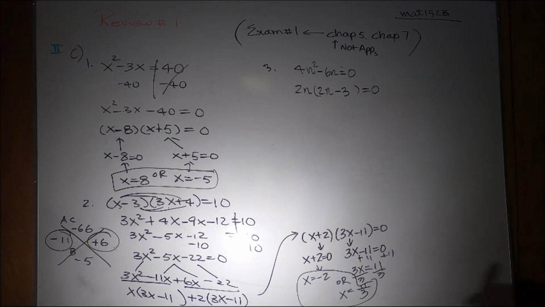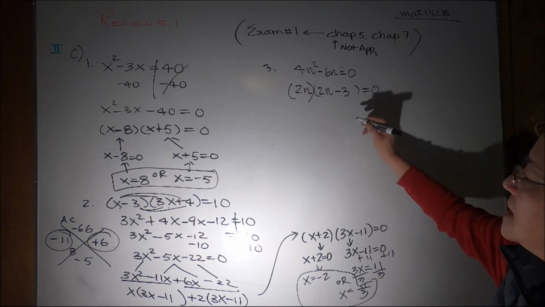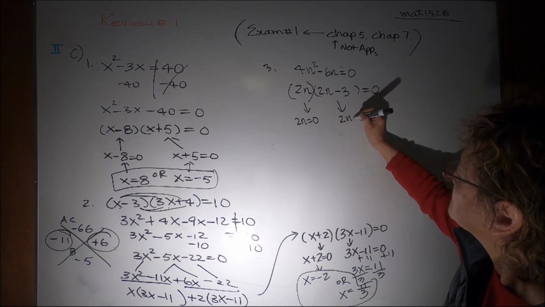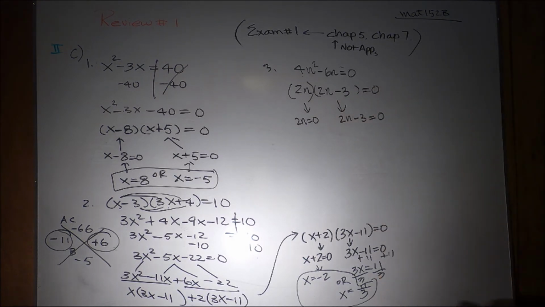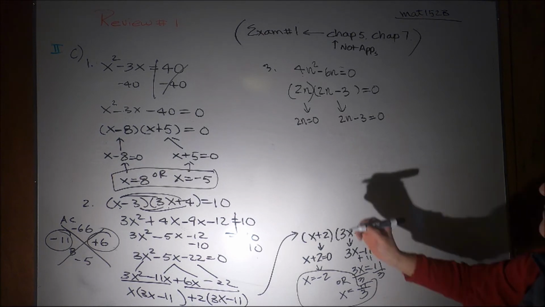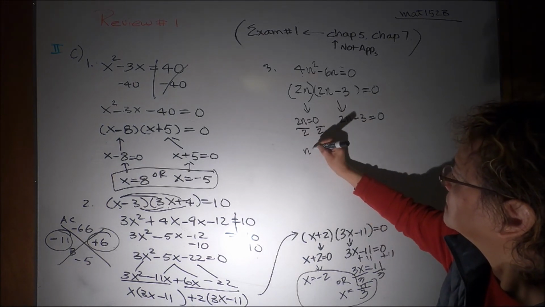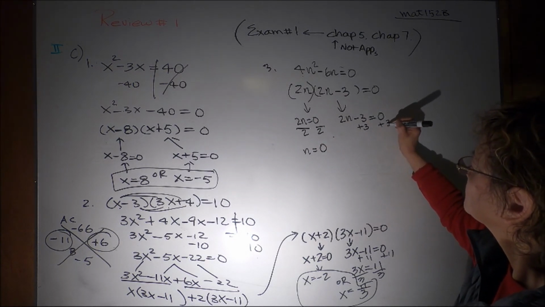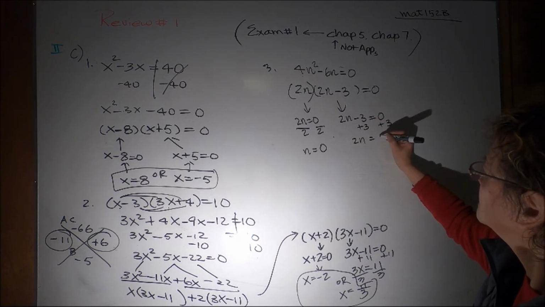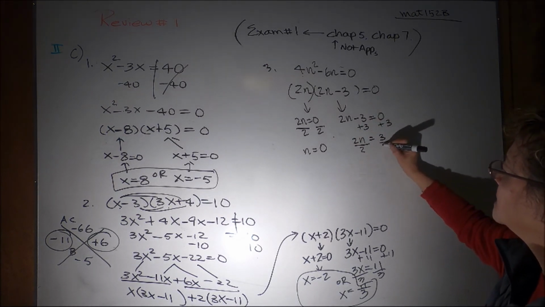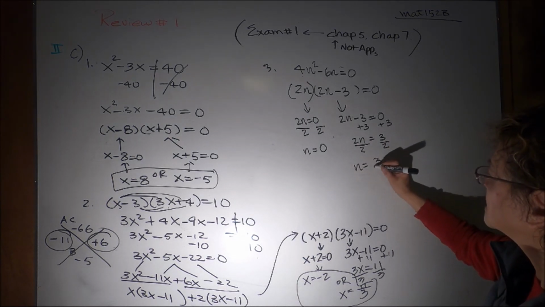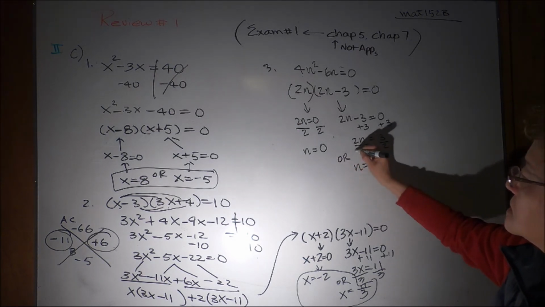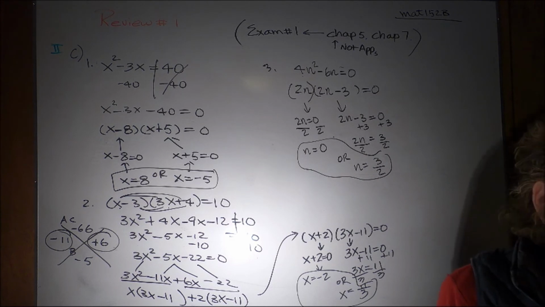Right? Then you have 2 parts. Then you use what? Zero product property. Make each one equal to 0. Right? Then for this one, you divide it by 2. So n is 0. And for this one, you have 2n, you add 3. Solve your linear equation, right? Divided by 2. So n is what? 3/2. So that will be your answer.